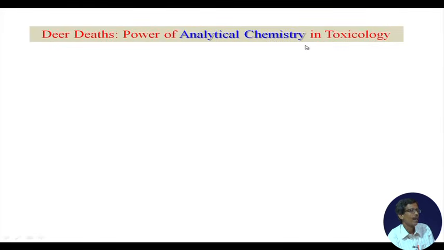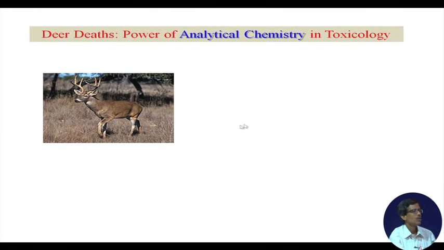This particular thing has happened in the US, in Kentucky. There people found that some deer, if we consider a deer park, by grazing grass, the deer death is occurring. So, how can analytical chemistry be useful in understanding the toxic effect of something? Toxicology, as I told you in our previous class, is where the power of analytical chemistry can be utilized to understand the toxicological effect.